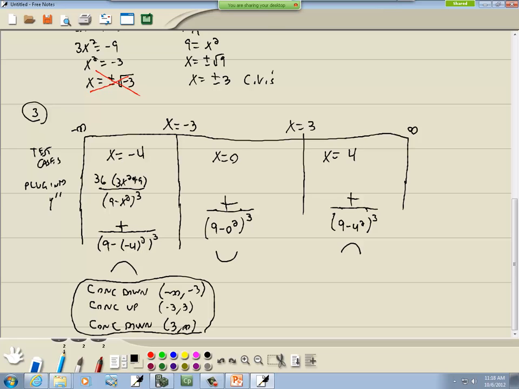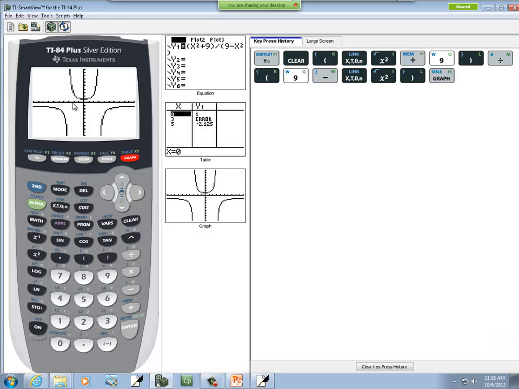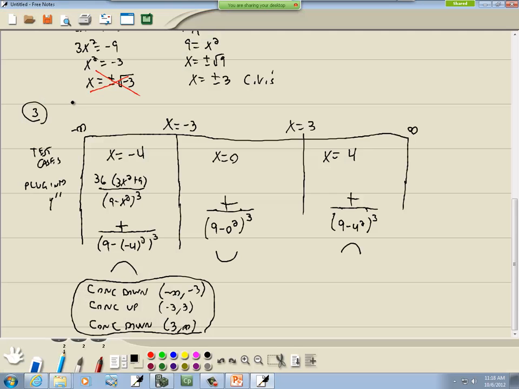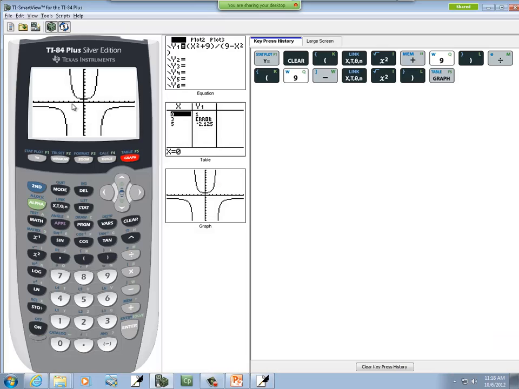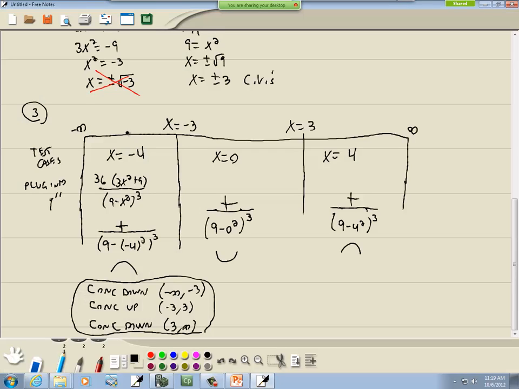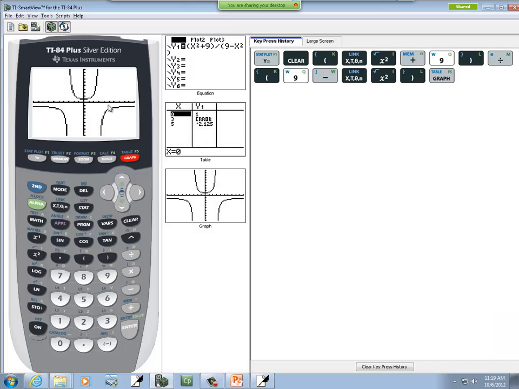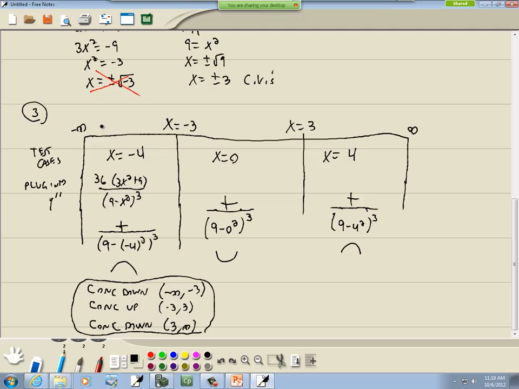Okay, we said it's concave down from negative infinity to negative 3. Here's negative 3, and that definitely is curved down, isn't it? Then from negative 3 to 3, we said it's concave up. Well, that's definitely curved up, isn't it? It's opening up. And then from 3 to positive infinity, it's concave down. It's opening down.